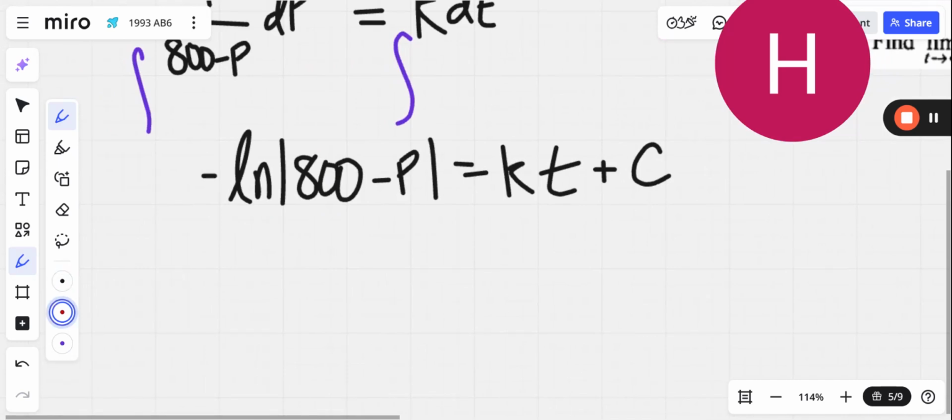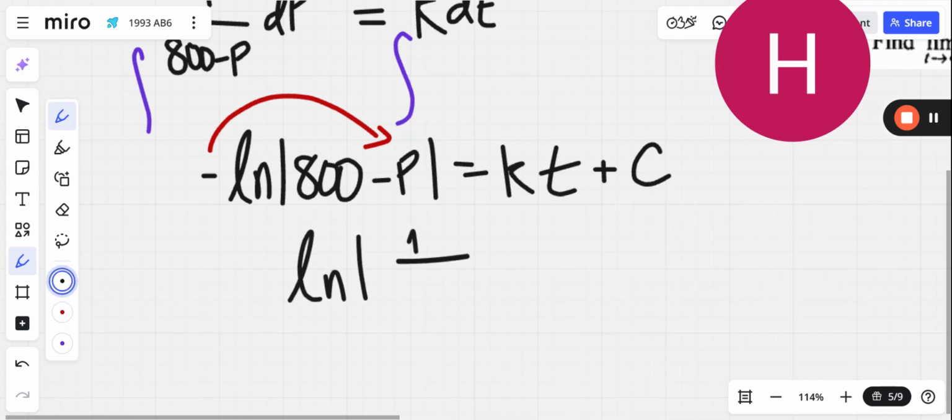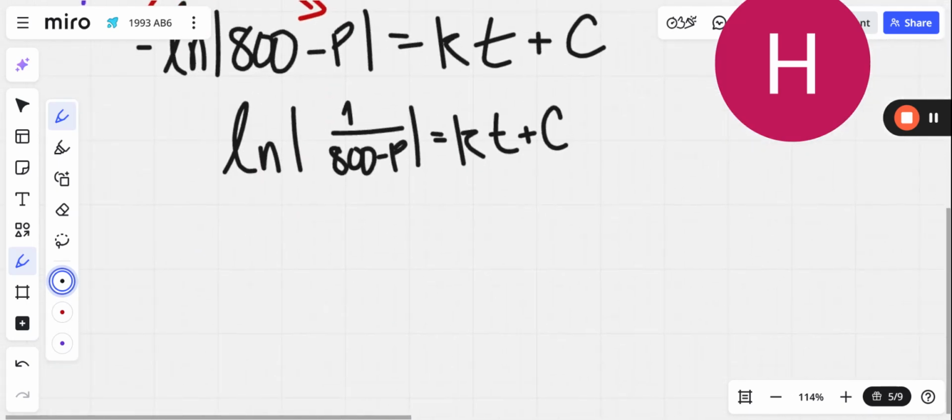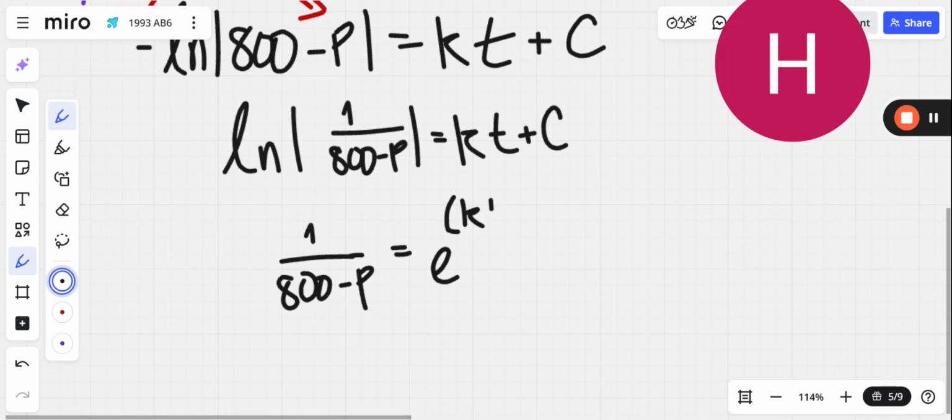Let's go ahead and use the rule for logarithms of putting the negative on there. So this is ln of the absolute value of 1 over 800 minus p equals kt plus c. And we can use the initial condition now if we really wanted to. But let's put things in terms of e. So if we raise e to the power, this is going to be 1 over 800 minus p. And on this other side, we're going to have e to the power kt plus c.